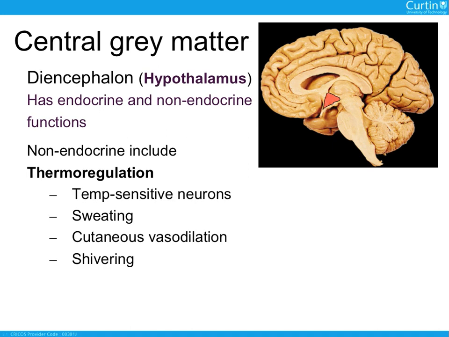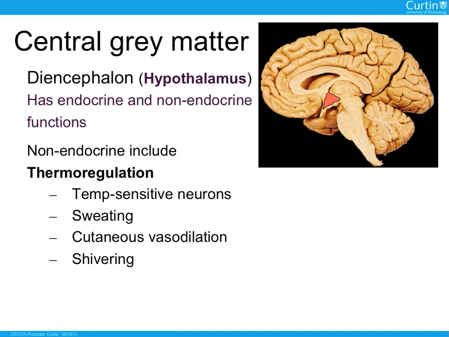This is what you can see here. It has endocrine and non-endocrine functions. So the non-endocrine we're talking about is sweating, vasodilation, shivering, okay? And these are all autonomic functions. So the hypothalamus is in direct control of the autonomic nervous system.